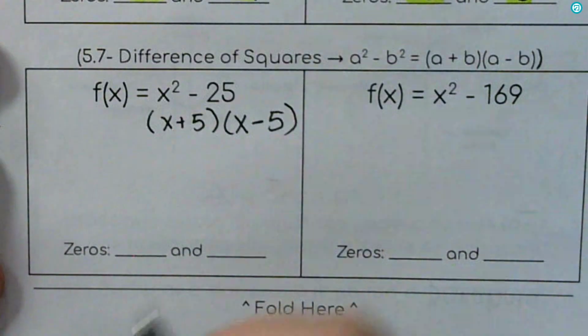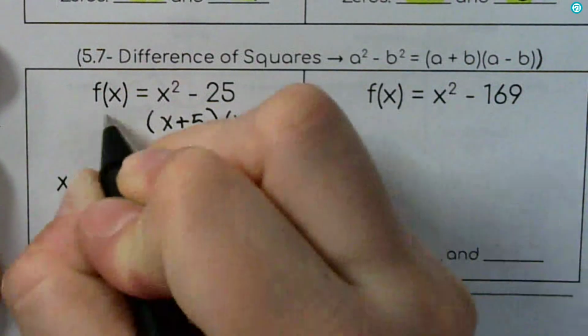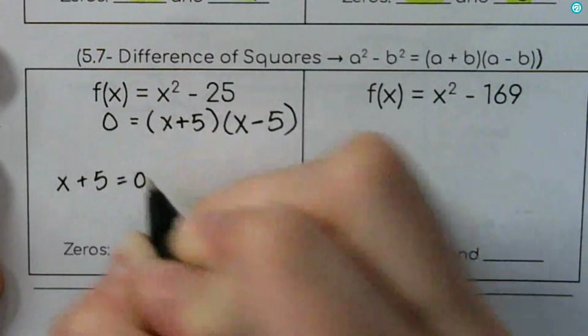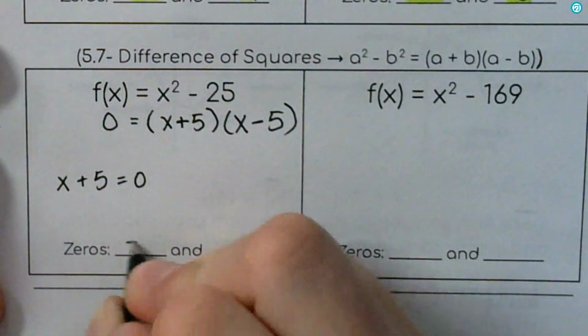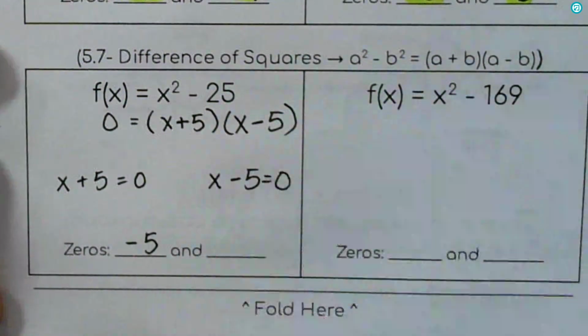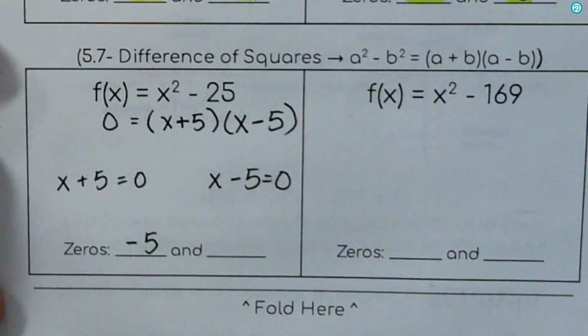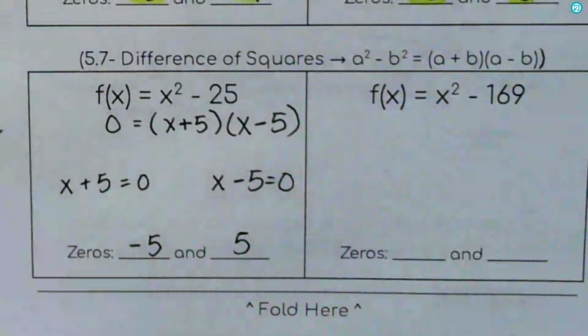Okay. For this one, I'm going to set them each equal to 0. So the whole thing equal to 0. So x plus 5 equals 0. If I were to solve that, what would I get as my x? Negative 5. And I've got x minus 5 equals 0. If I were to solve that, I would get positive 5. I'm going to skip over showing that extra piece of work.